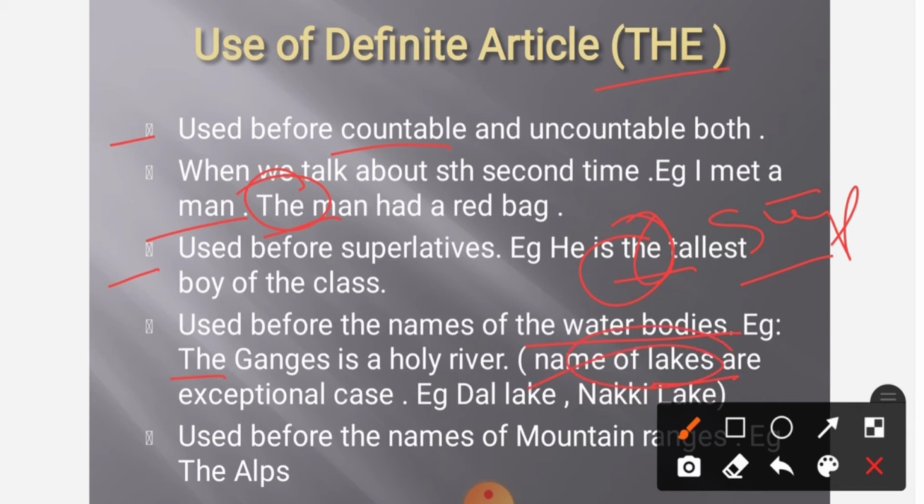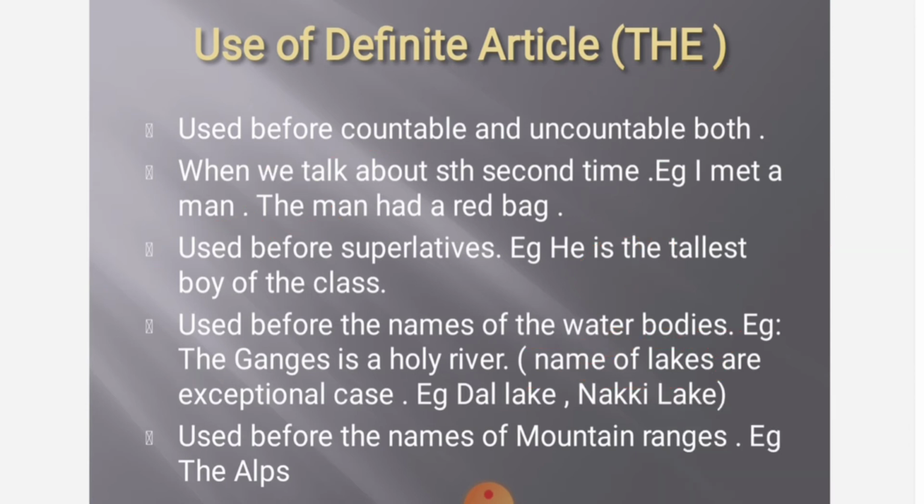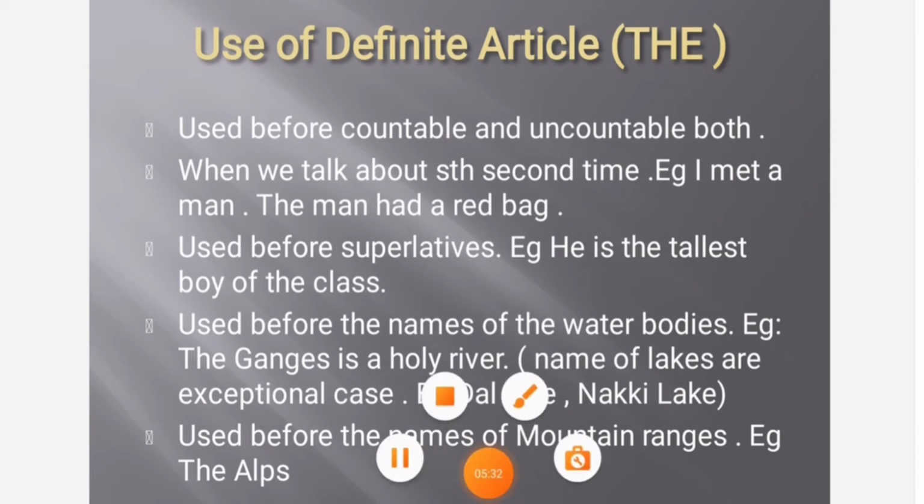The names of lakes come under the exceptional cases where this rule does not follow. For example, Dal Lake or Nakki Lake. These are names of lakes, and we do not use the article 'the' before names of lakes. Another use of 'the' is that it is used before the names of mountain ranges. For example, the Alps, the Aravalli, the Himalayas. These are all examples of mountain ranges where we can use the article 'the'.